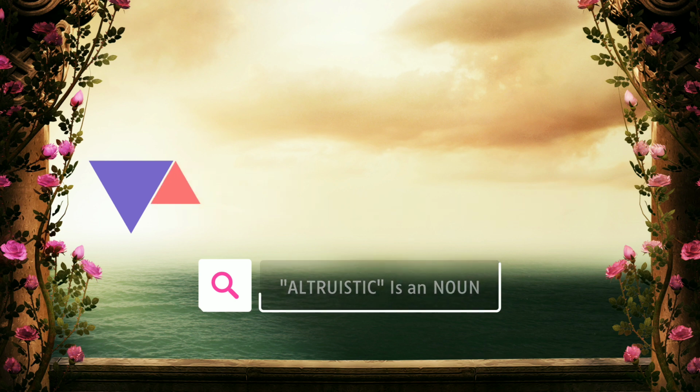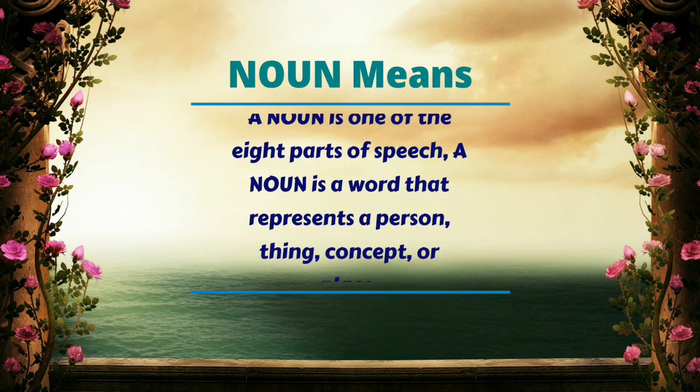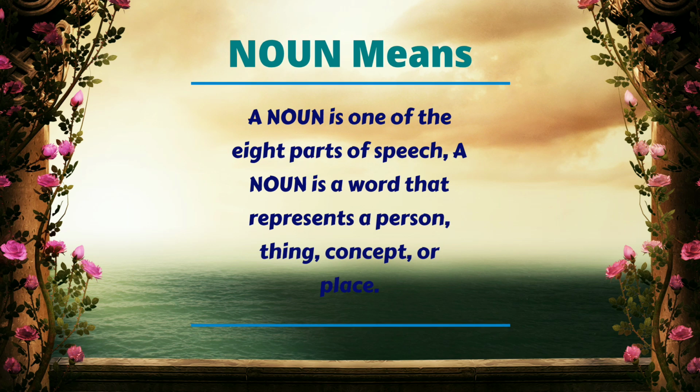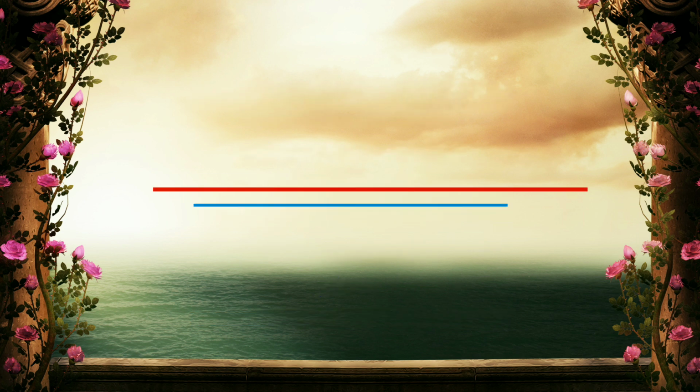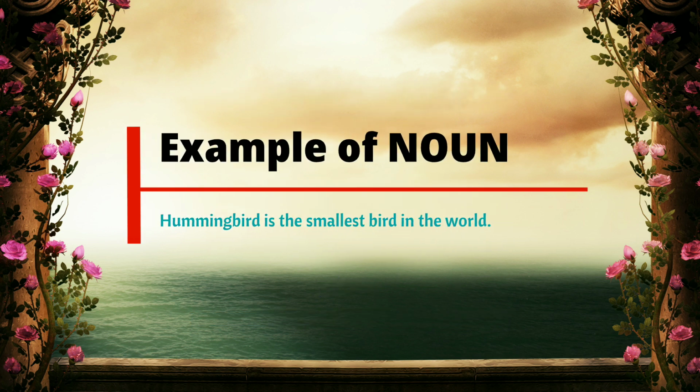Here altruism is a noun. A noun is one of the 8 parts of speech. A noun is a word that represents a person, thing, concept, or place. Example: the book is on the table. Hummingbird is the smallest bird in the world.